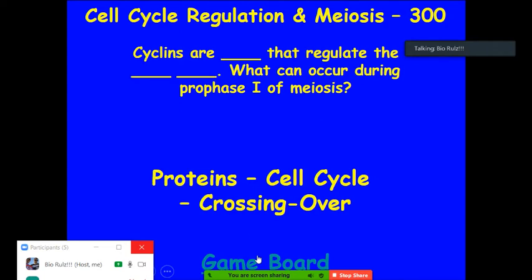Okay, cyclins are proteins that regulate the cell cycle. And again, remember, cyclins are internal and external regulators as well. And crossing over can happen during prophase 1 of meiosis. And of course, we already talked about why it is important.